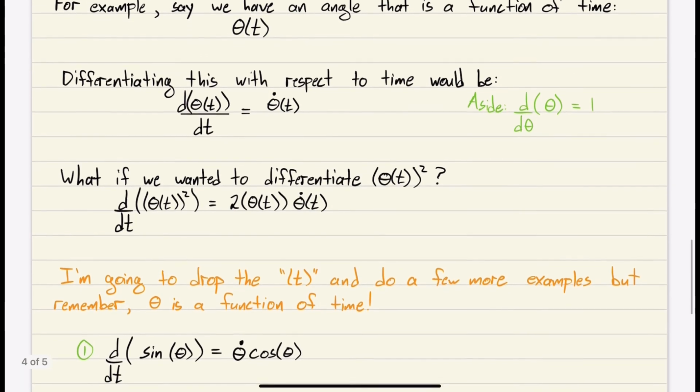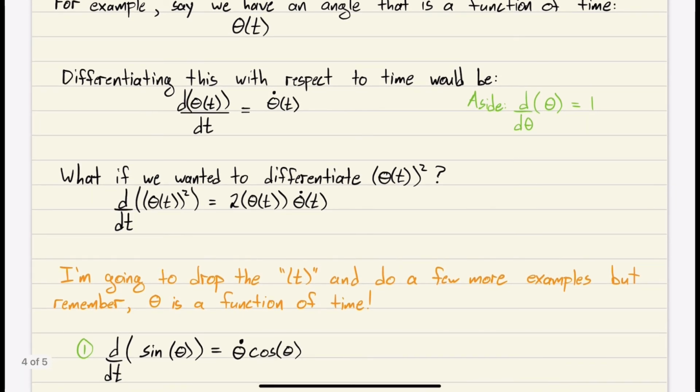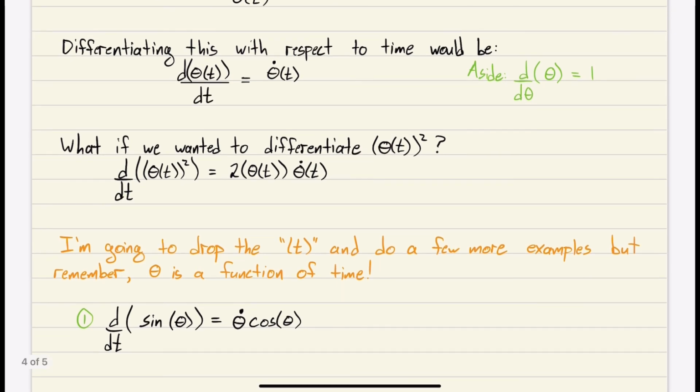Okay, so what if we wanted to differentiate theta of t squared? Well, we'd have to perform the chain rule, right? So we would bring down the 2, multiply it by the inside, 2 theta of t, and then we'd have to take the derivative of the inside, theta dot of t. This is what everyone forgets. This theta dot of t.